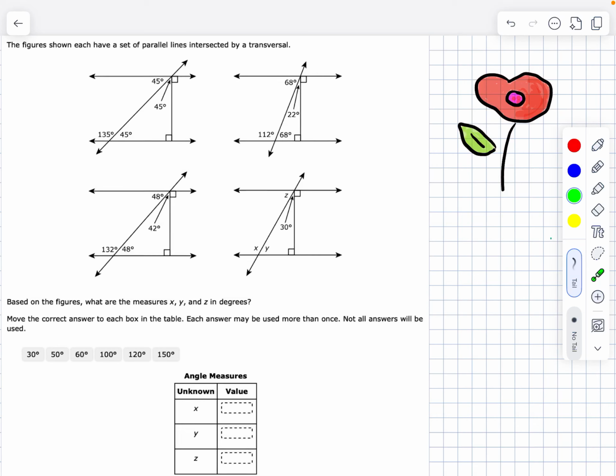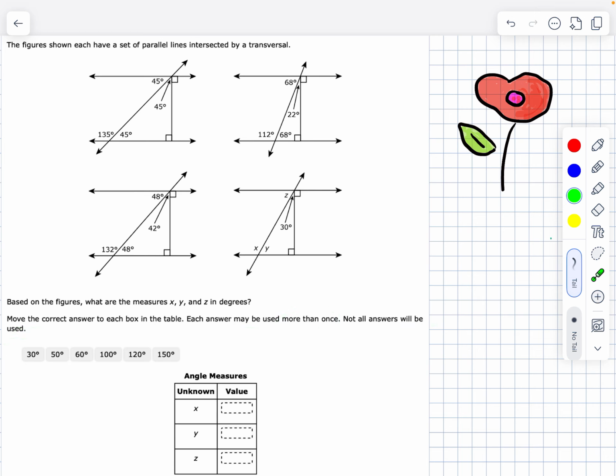All right, in this question we have the figures shown each have a set of parallel lines intersected by a transversal. Based on the figures, what are the measures x, y, and z in degrees? Move the correct answer to each box in the table. Each answer may be used more than once, but not all answers will be used.